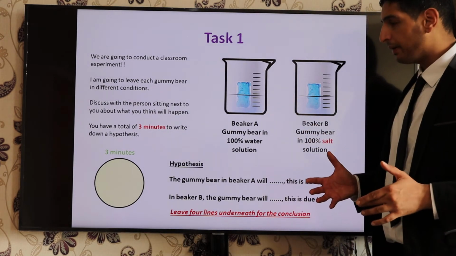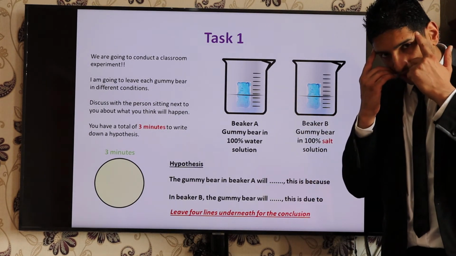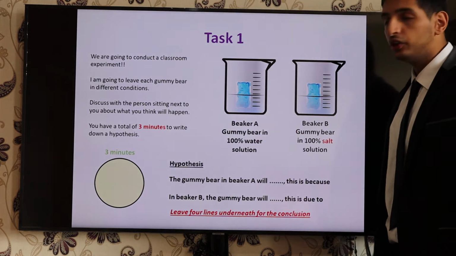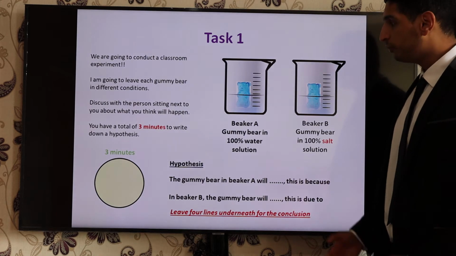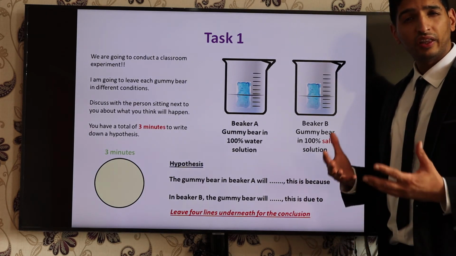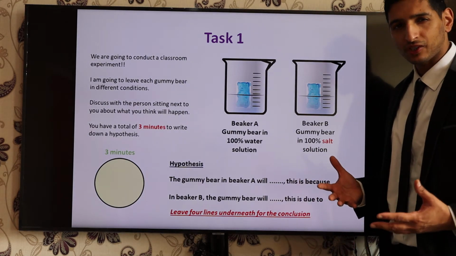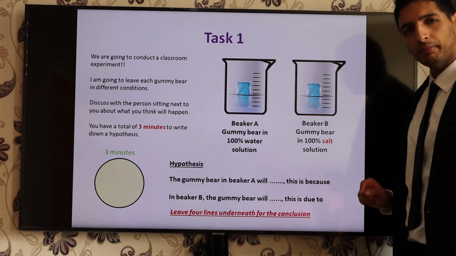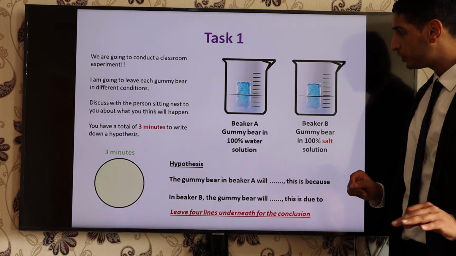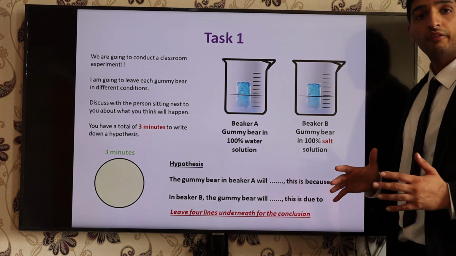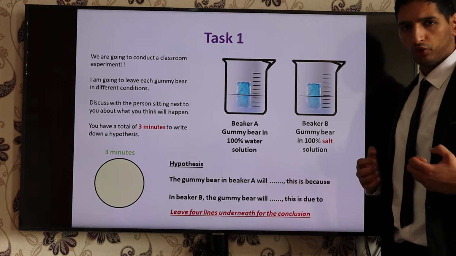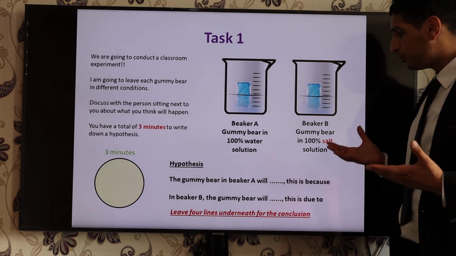Now, first of all, it's important to understand where there's more water. Obviously, there's more water on the outside because it's a 100% water solution. So it moves from a high concentration to a low concentration, therefore the gummy bear will increase in mass. On the other hand, there's more water in the gummy bear in beaker B, which means the gummy bear will lose water, and therefore will lose mass.